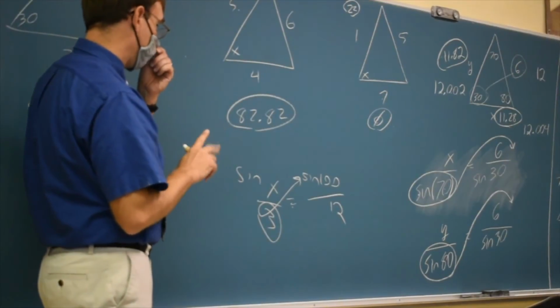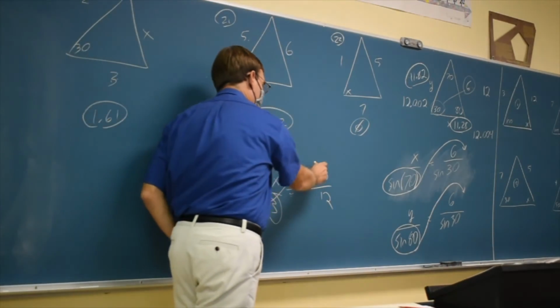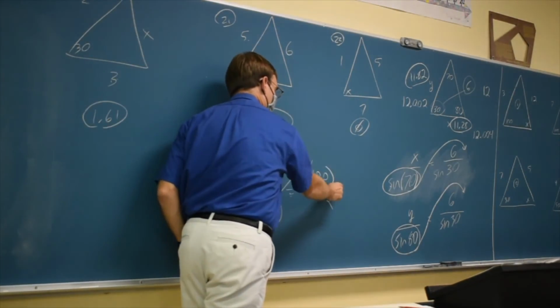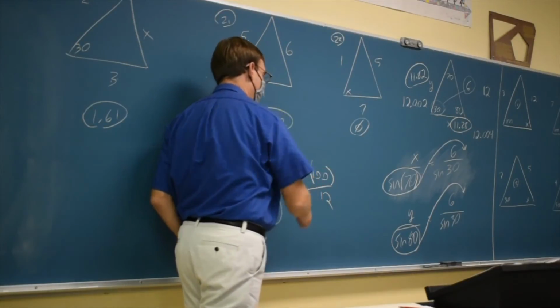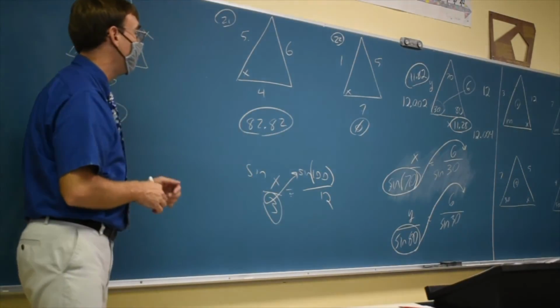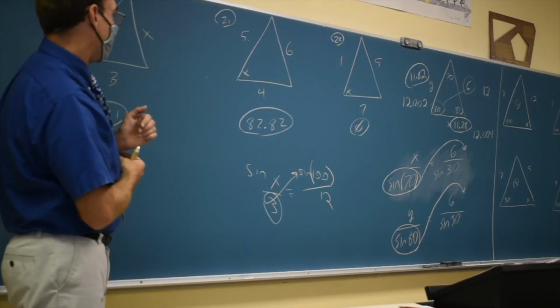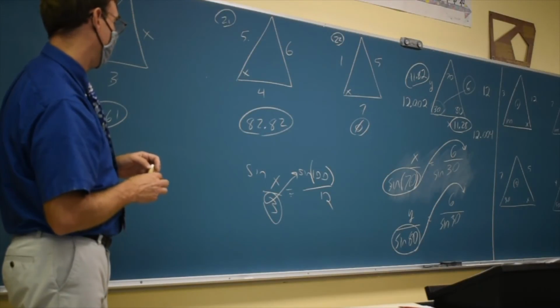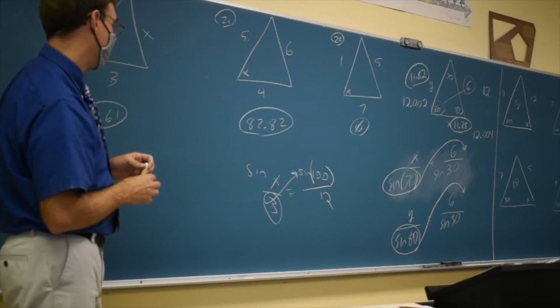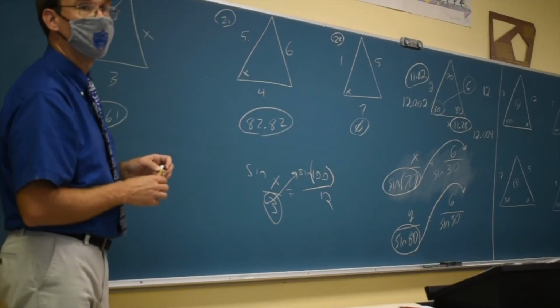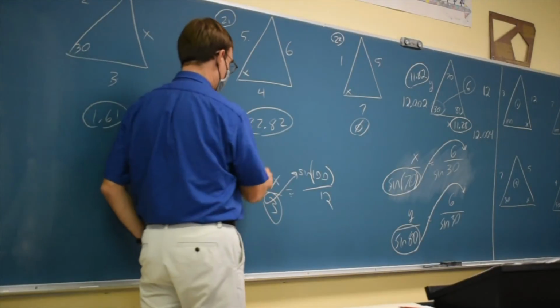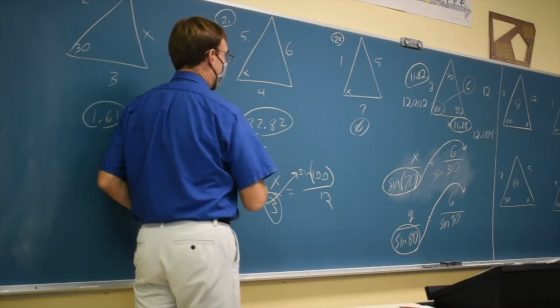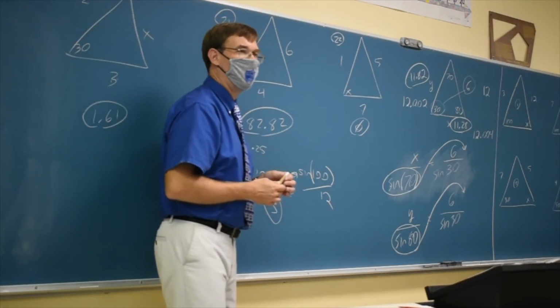So we're going to punch 3 sine 100. Calculator starts you with this, so you'll have to wrap it up. 3 sine 100, wrap it up, divide by 12. Calculator's going to say, oh, I don't know, whatever it says. 0.25. Yep. Does that seem right that you'd have an angle of 0.25?